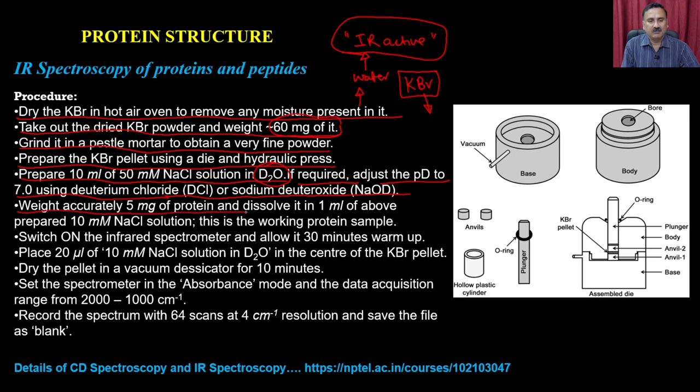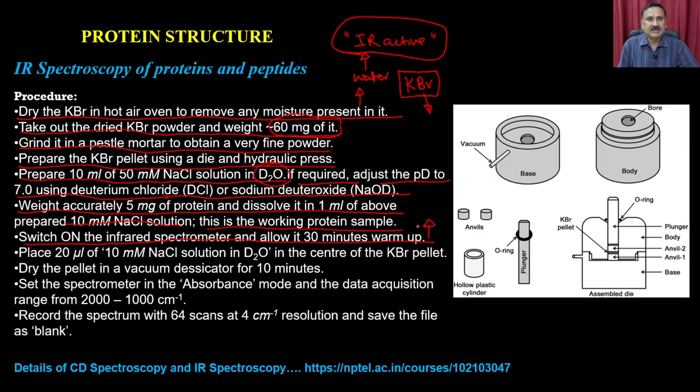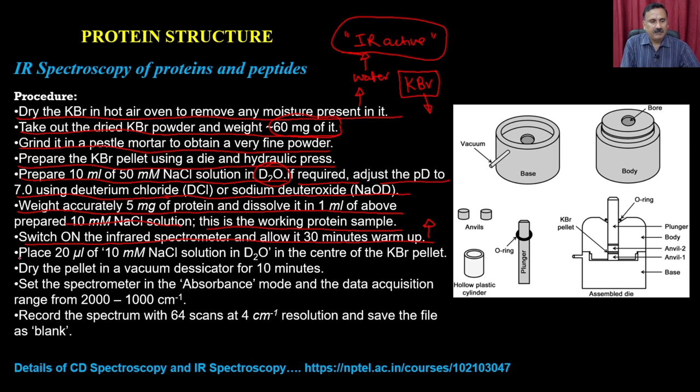Weigh accurately 5 milligrams of protein and dissolve it in 1 ml of the prepared NaCl solution. This is the working protein sample. Then you switch on the IR spectrophotometer and allow it 30 minutes to warm up. Remember that every spectrophotometer, whether a UV spectrometer or an IR spectrometer, requires a minimum warm-up period. Most of the time we turn on the instrument for 30 minutes so that the intensity of the bulb is stabilized. Place 20 microliters of 10 millimolar NaCl solution in D2O in the center of the KBr pellet. Dry the pellet in a vacuum desiccator for 10 minutes.